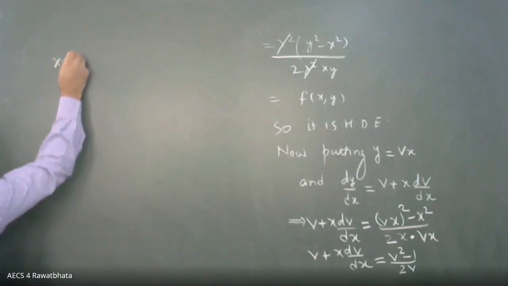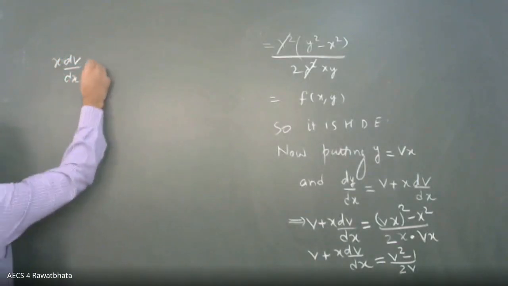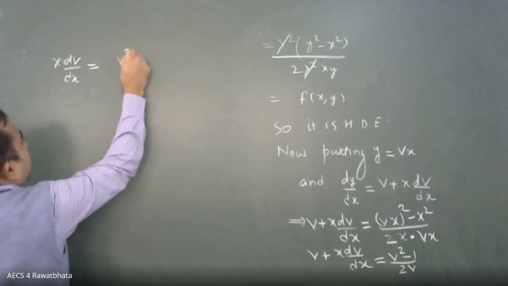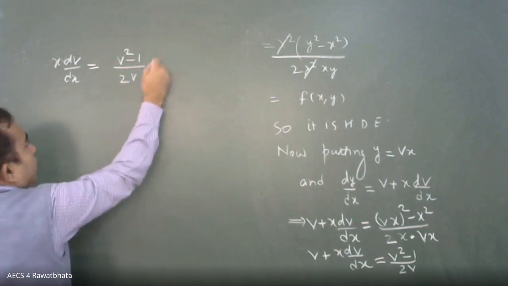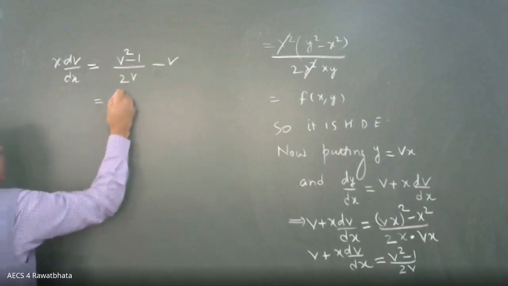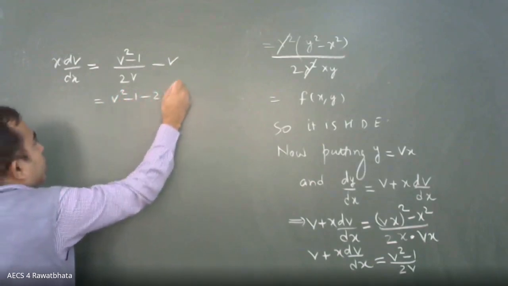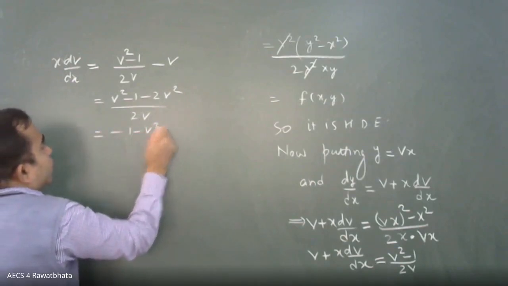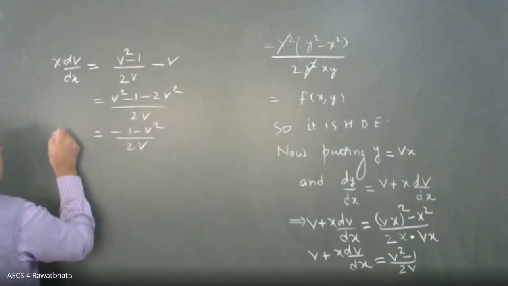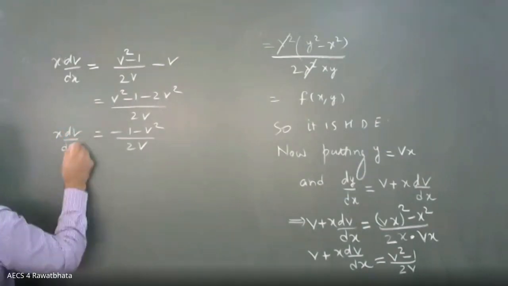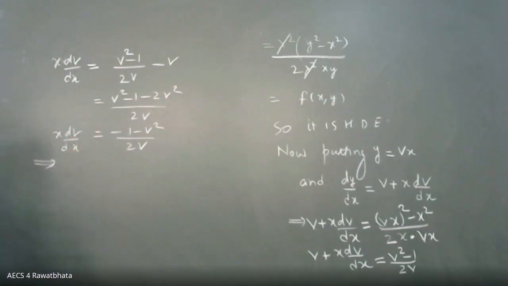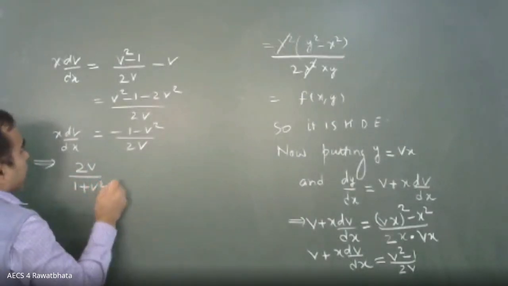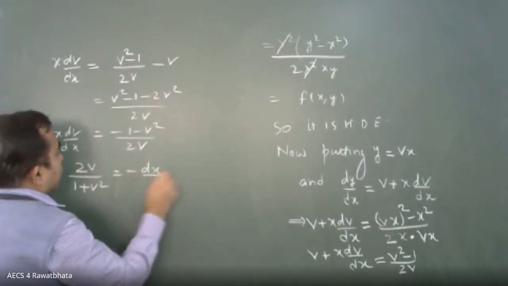So x dv upon dx will become equal to v square minus 1 whole upon 2v minus v. Let us take LCM and this will become minus 1 minus v square whole upon 2v. Separate the variables. So 2v upon 1 plus v square equal to minus dx upon x.